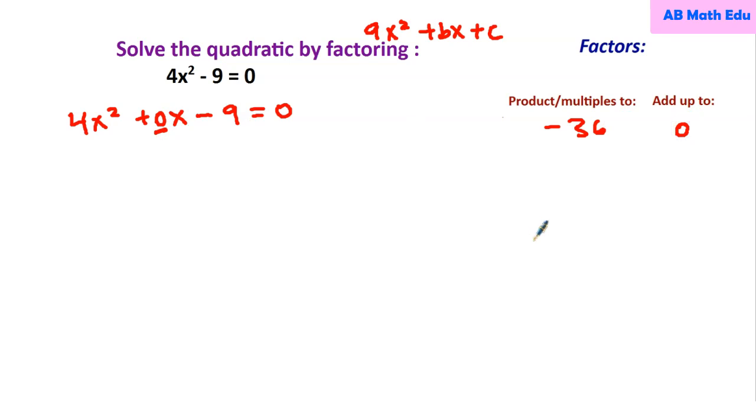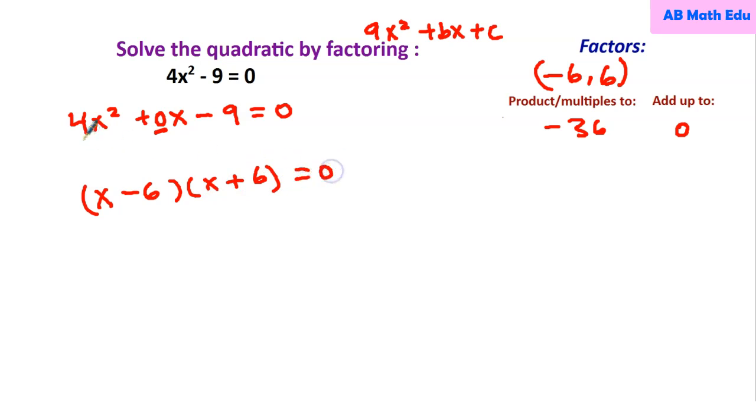So what two numbers multiply to give you negative 36 and add to give you 0? It's going to be negative 6 and positive 6, because you need them to add up to 0. So here minus 6 and here plus 6. Since the leading coefficient is not 1, we got to divide it. So we divide here by 4, divide here by 4.